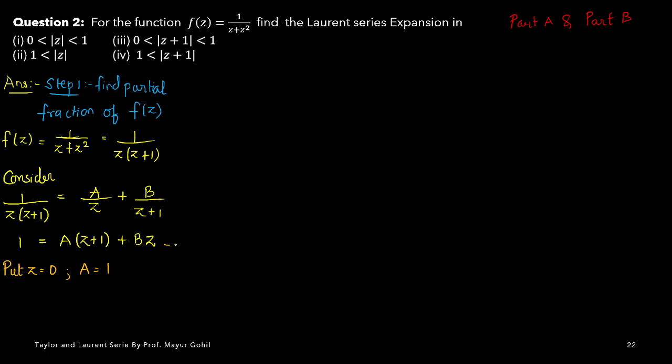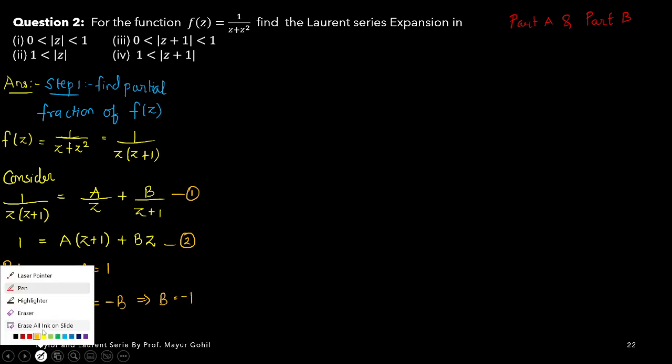I'll call the first one the first equation, and this one the second equation. In the second equation, put z equals 0 in 2, then a is equal to 1. Now you put z equal to minus 1 in 2, then you will get 1 is equal to minus b. It implies that b is minus 1.